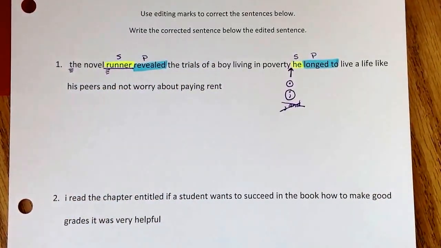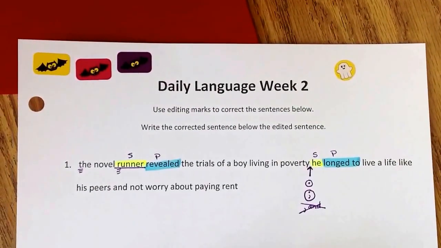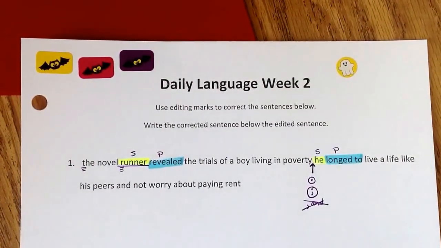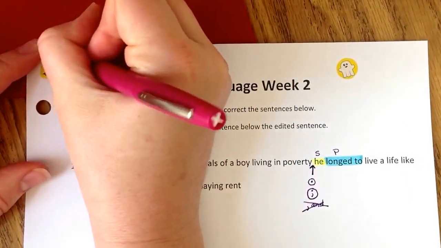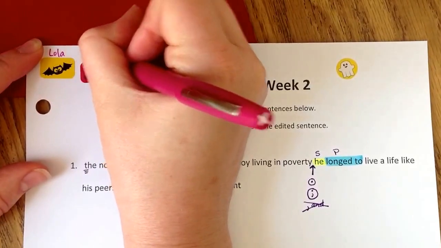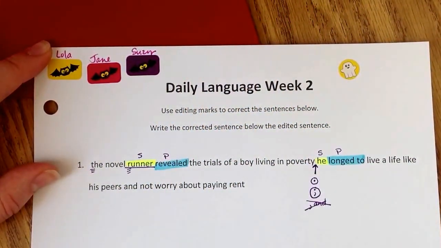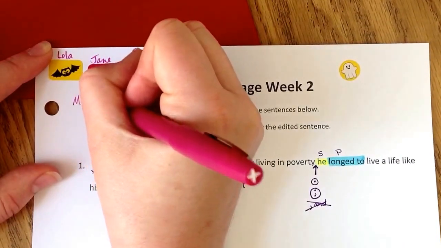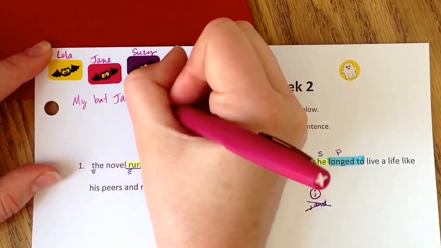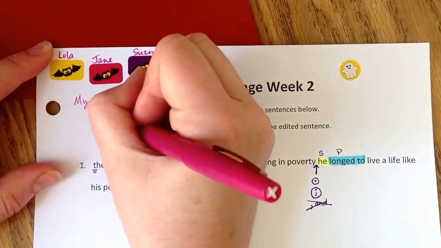So let's talk about why really quickly. At the top of my paper, I have my bats and I have my ghost, okay? I have 3 bats. We're going to name them Lola, Jane, and Susie. Because there are 3 bats, and if I'm telling you about one of my bats, I have to tell you which one, right? So, my bat, Jane, eats jelly beans.